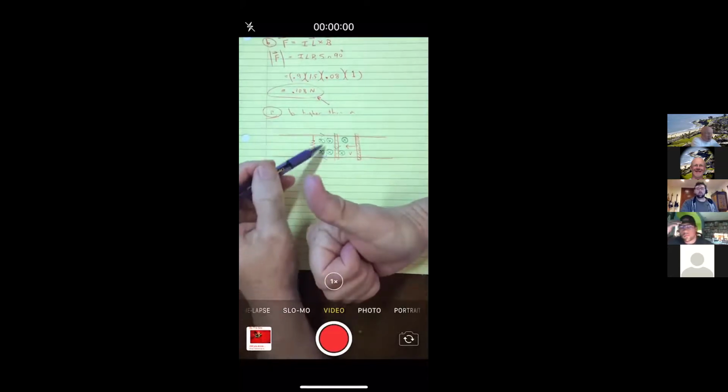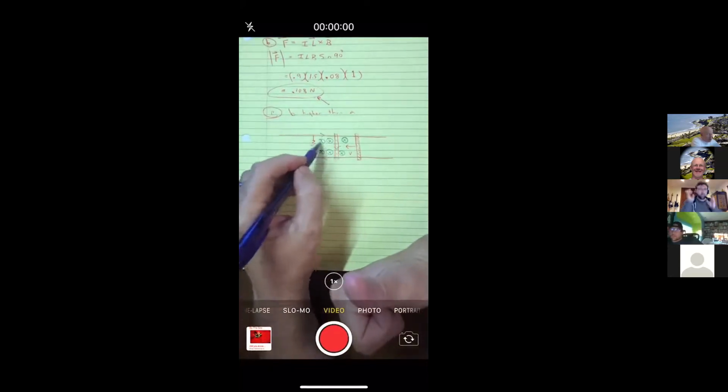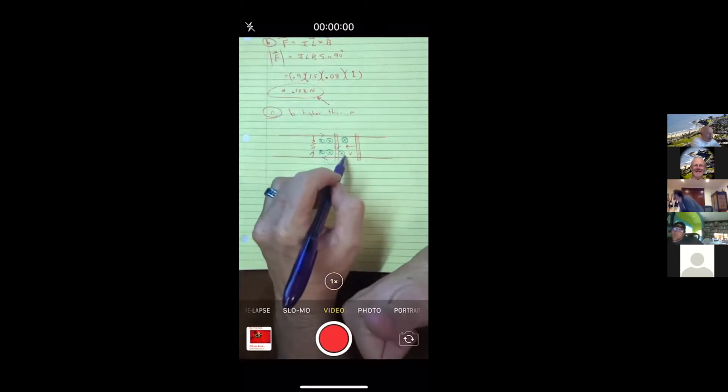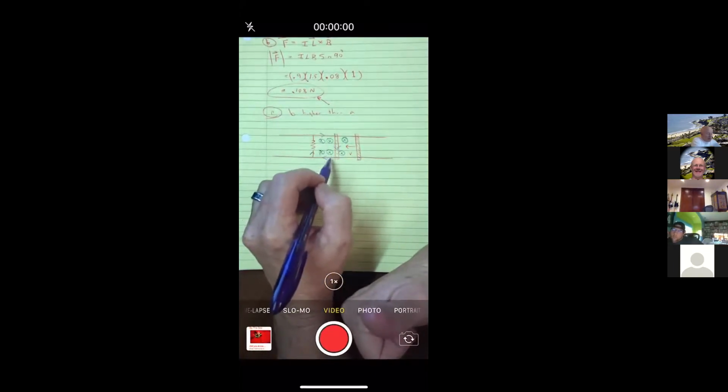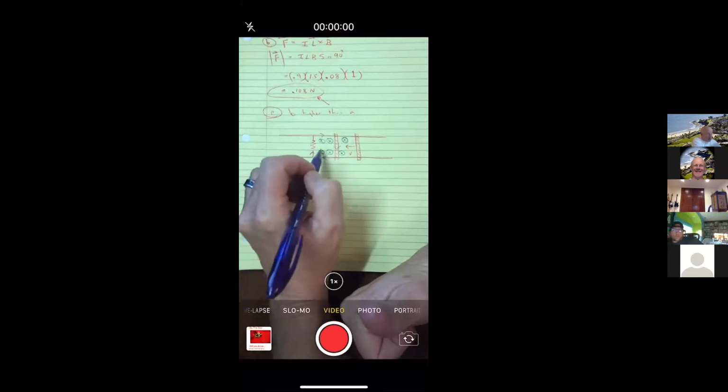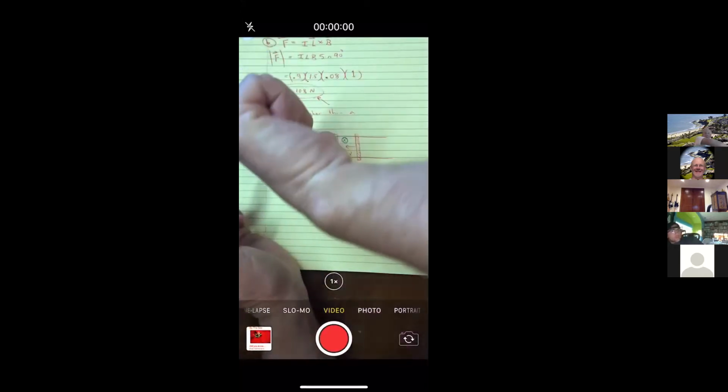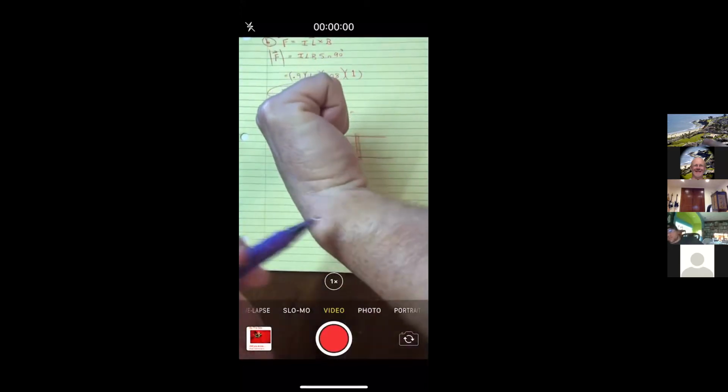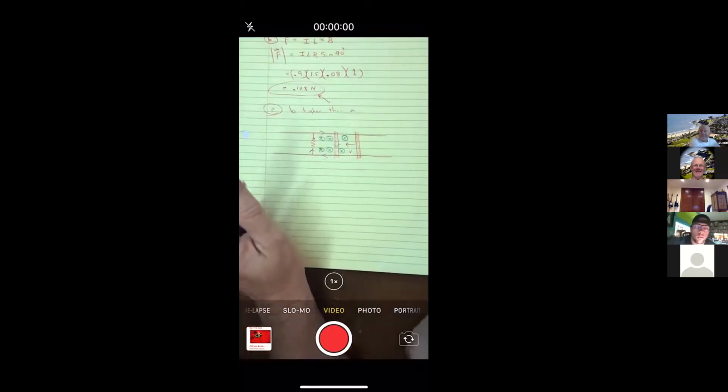And that's opposing the change. And so I knew my thumb would go down because as I moved across, I lost 2. So to gain those 2, I want the current to be some direction, either clockwise or counterclockwise, so it goes down. So thumb down. And then look at my fingers.